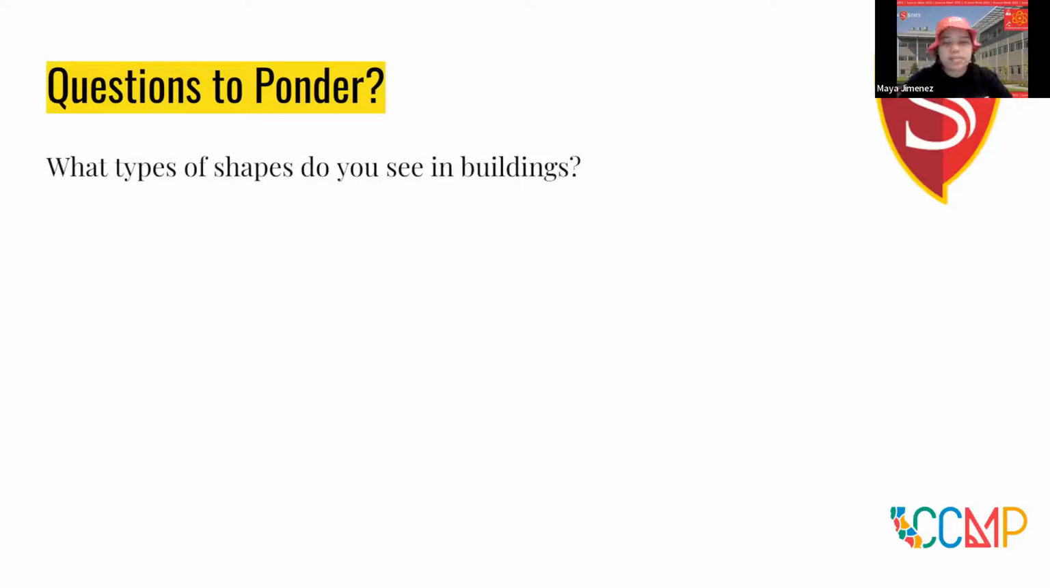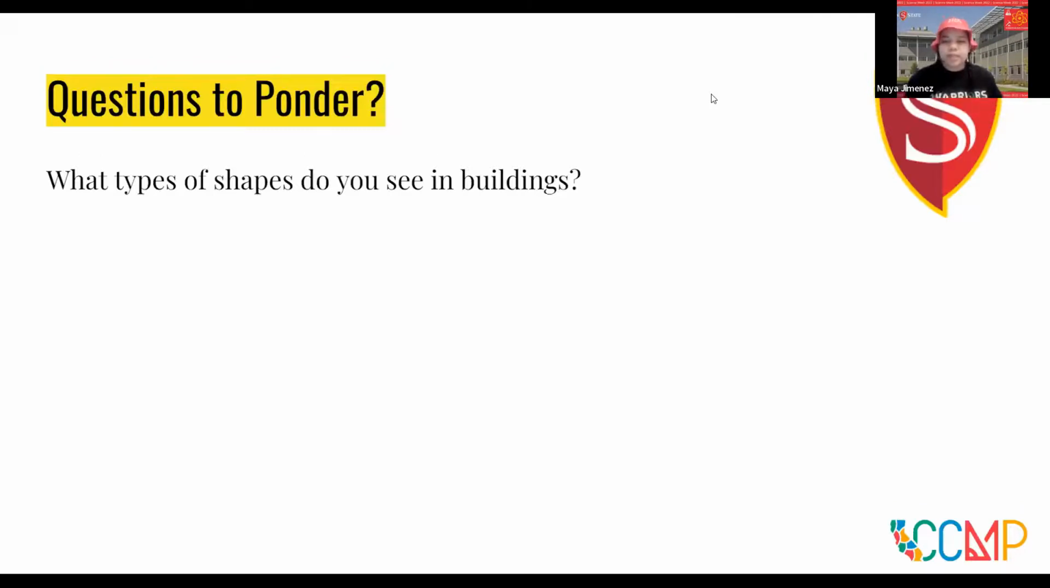Right. So some questions to think about before we get started on the paper towers: what types of shapes do you see in buildings? We put a few examples in the chat. The buildings can be houses, stores, whatever types of buildings you see. Okay, so I'm seeing squares, rectangles, triangles, circles. A lot of squares, a lot of rectangles. Depending on where you live, it'll be a little bit different on what you see.